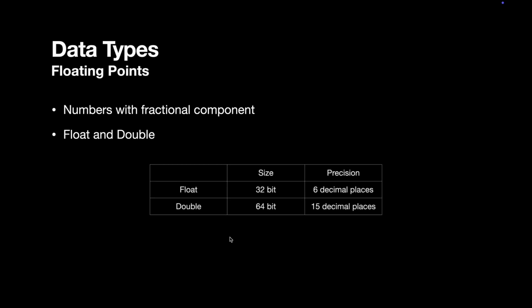So floats are 32-bit in size and can represent up to 6 decimal places of accuracy or precision. And doubles are 64-bit in size and they can represent a larger precision, up to 15 decimal places. So according to your need, you can pick whatever you need.